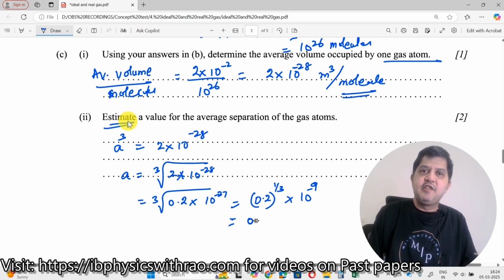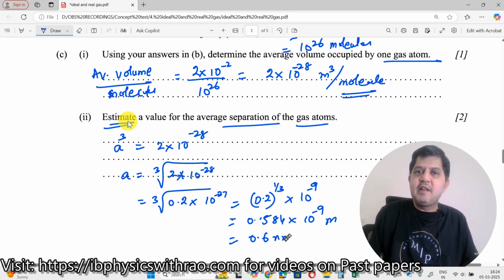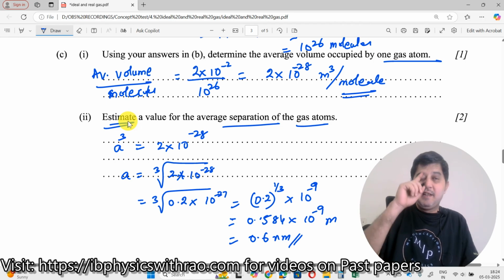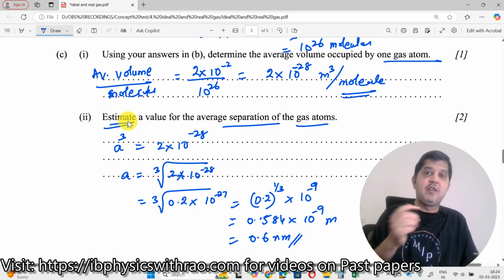We get the answer as 0.584 into 10 to the power minus 9. What is this here? The value of the average separation of the gas atoms. So this will be in meters. So this will be 0.6 into 10 to the power minus 9, which is 0.6 nanometer. I can say the average separation of the gas atoms could be around 0.6 nanometer.